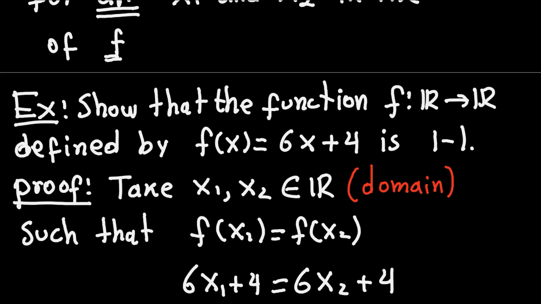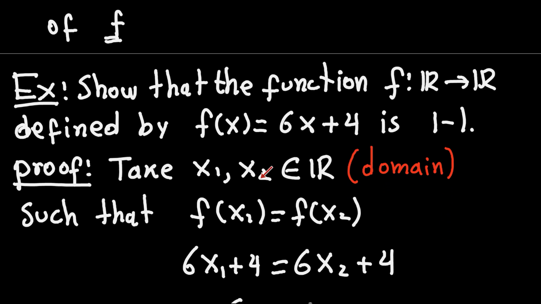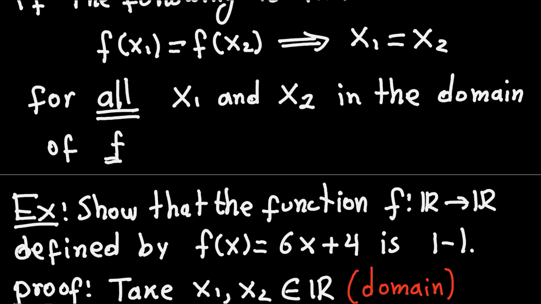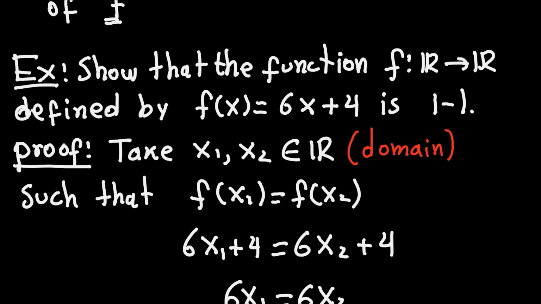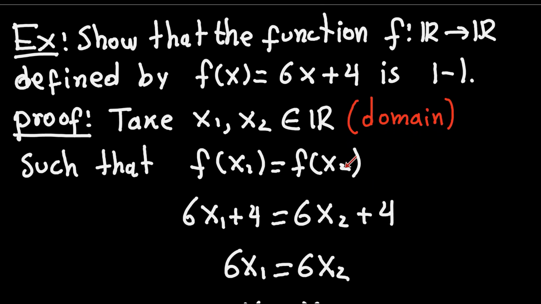So how do we go about it? You take two elements, x1 and x2, in the domain. In this case, the domain is the real numbers. And you assume that f of x1 is equal to f of x2. That's the statement that you have to assume, and this is what you have to prove: x1 equals x2. So you start here, f of x1 equals f of x2.